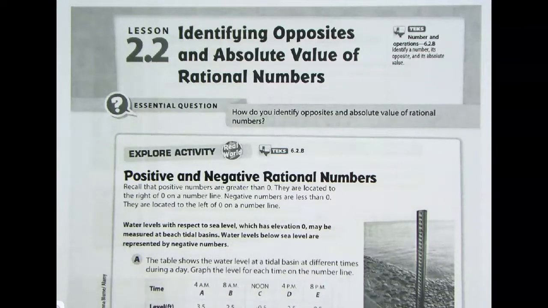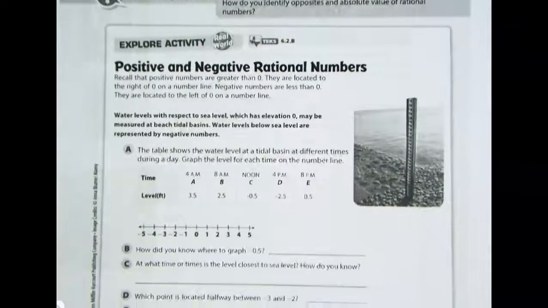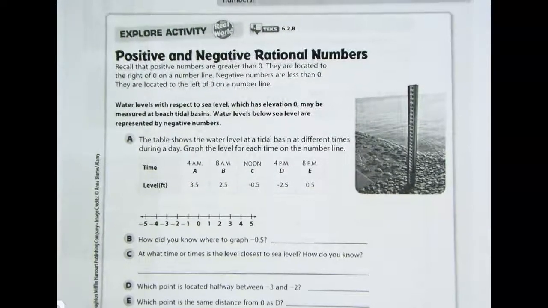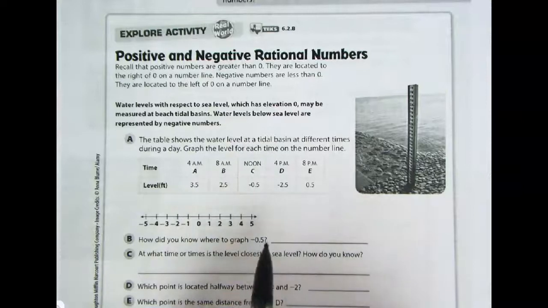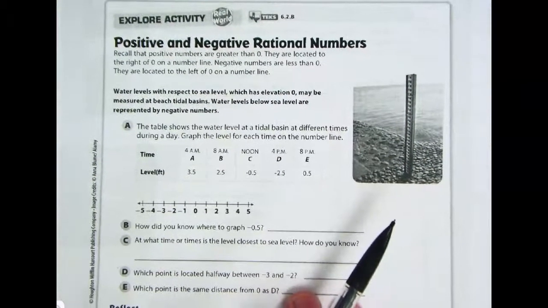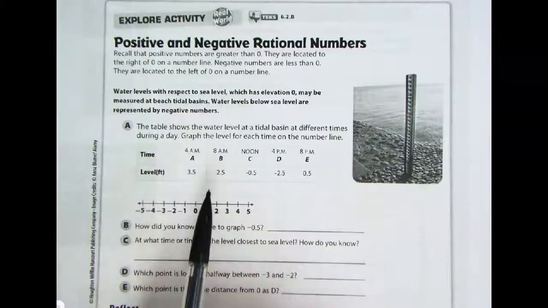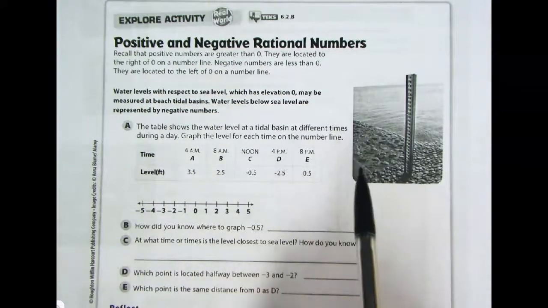So here it says water levels with respect to sea level, which has elevation of zero, may be measured at beach tidal basins. Water levels below sea level are represented by negative numbers. A. The table shows the water level at a tidal basin at different times during a day. Graph the level for each time on the number line.